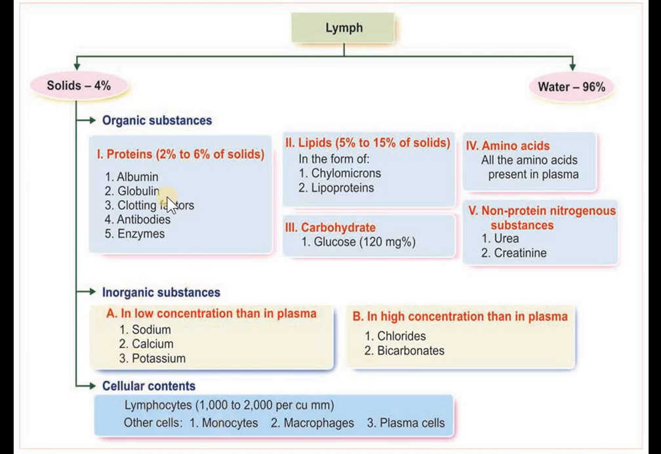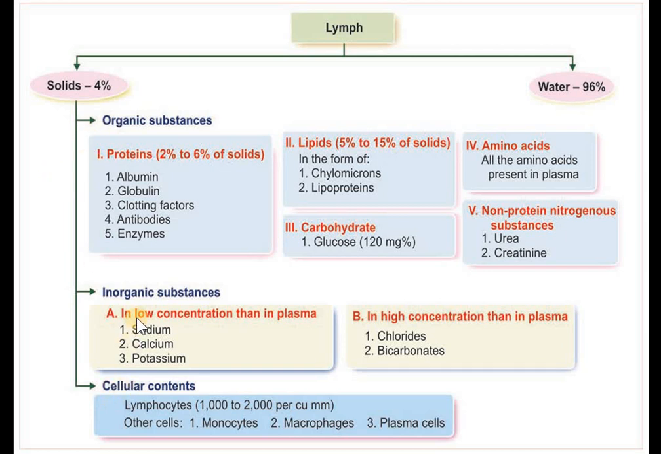In case of organic substances, you have different proteins in the lymph like albumin, globulin, clotting factors, then antibodies and enzymes. So these kind of proteins will be there. Then lipids. Okay, so chylomicrons and lipoproteins, because lymph is mostly lipid in nature. So you will have lipids in 5 to 15 concentration, like chylomicrons and lipoproteins. Then also lymph will have carbohydrate like glucose. Then amino acids will be there. Then non-protein nitrogenous substances like urea and creatinine will be there. These are the organic component of your lymph.